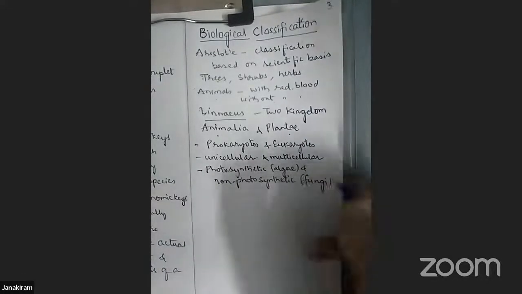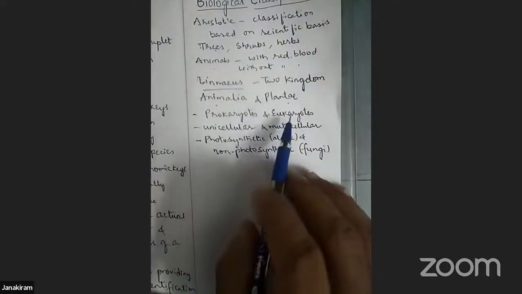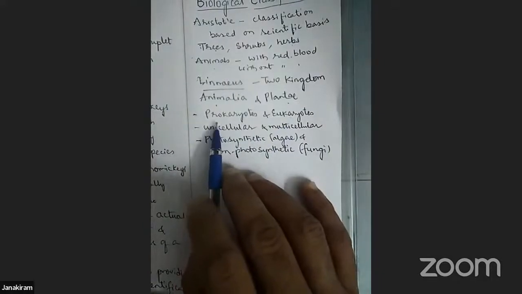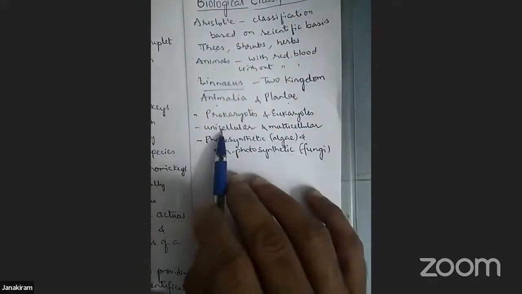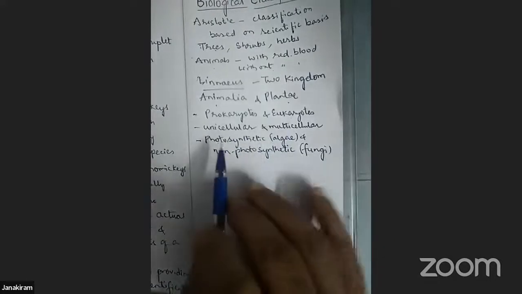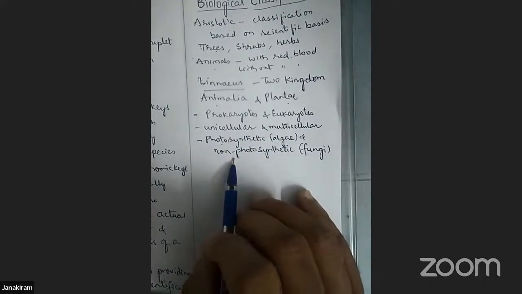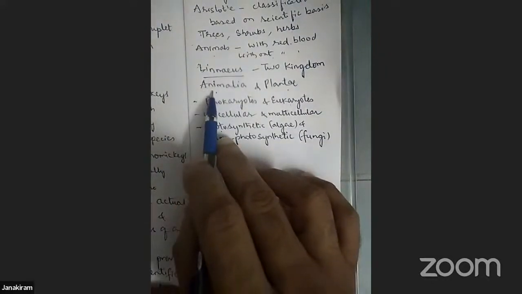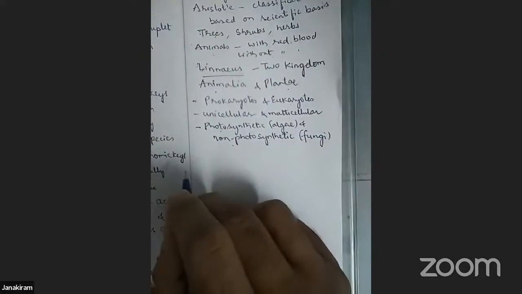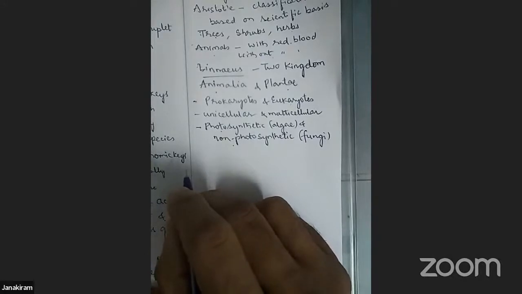So this type of deviation was not observed by the scientist. He kept some prokaryotes along with eukaryotes, some unicellular with multicellular, and some photosynthetic along with non-photosynthetic organisms. A large number of organisms did not fall into either category. There are organisms which are neither under Animalia nor under Plantae, but they are living organisms. Because of that, it does not give an accurate classification.